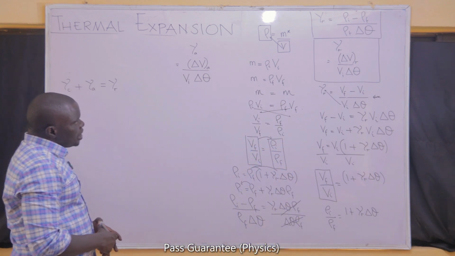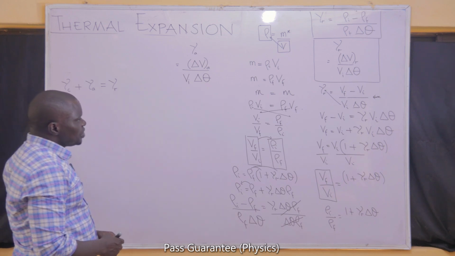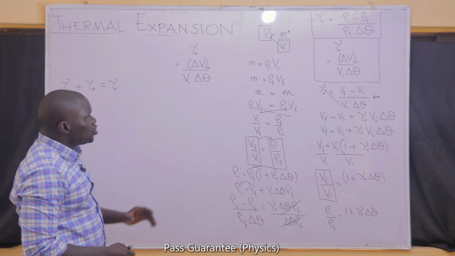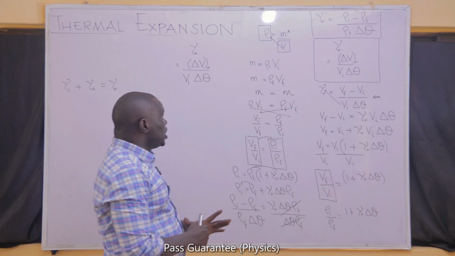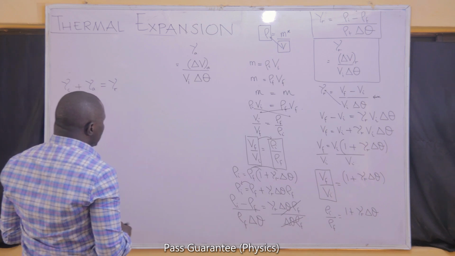Now we are done with real cubic expansivity. We should talk about apparent cubic expansivity. One formula for apparent cubic expansivity is what I have given to you here. Another formula for apparent cubic expansivity is in terms of the quantity of liquid expelled.